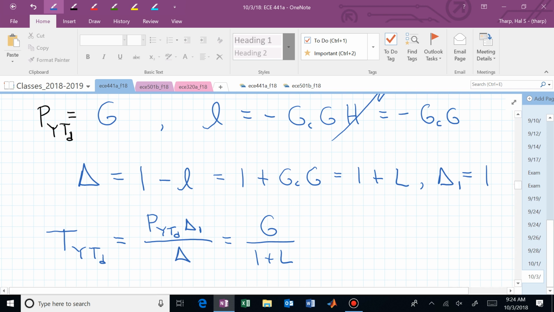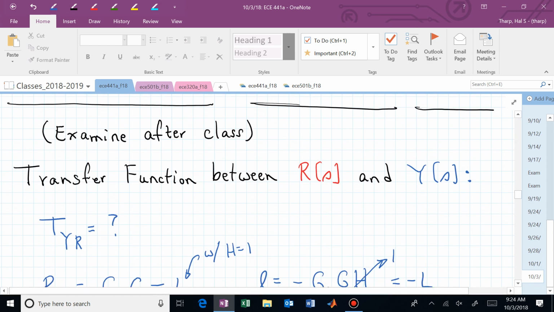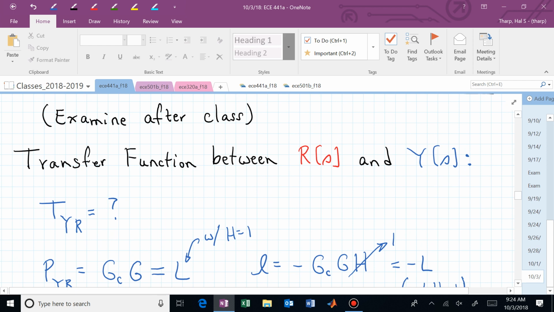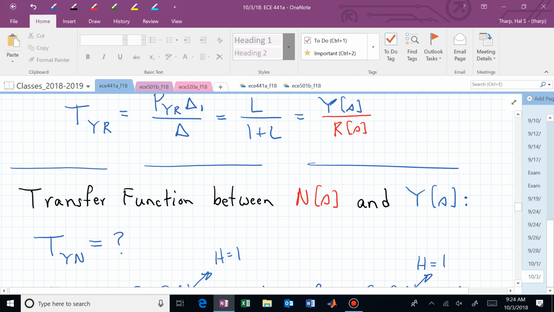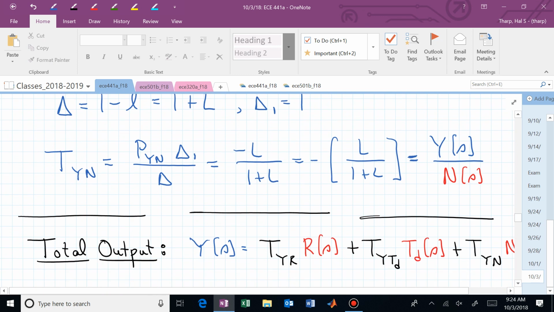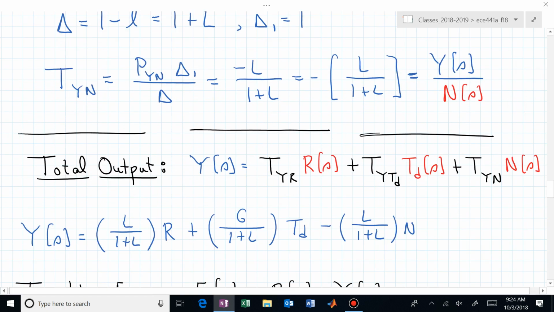Questions on where that came from? Stop. I know you're all frantically deriving the other 3, but just be patient. Do those at home tonight, okay? I'll give you the answers. Here are the answers in the back of the book. Examine this after class. The transfer function between r and y and the transfer function between n and y. You can now verify those. And I know you're all going to do that and send me emails to that effect.